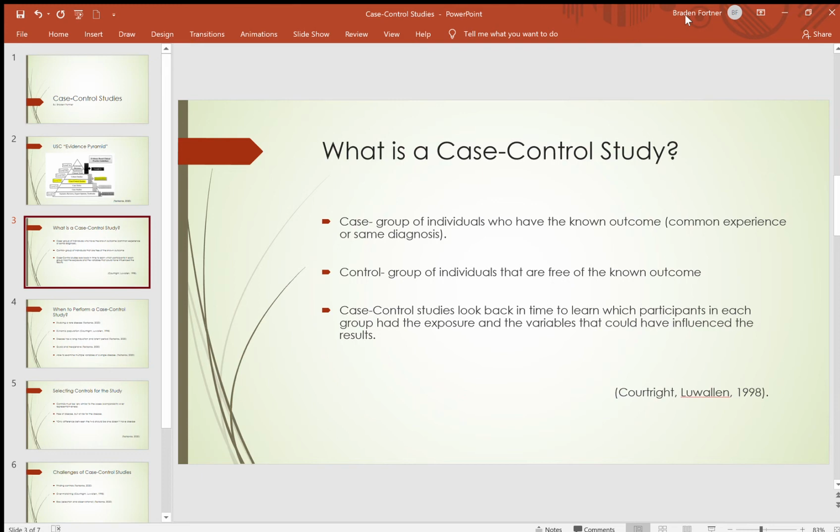And then we have the control group, which is the group of individuals that are free of the known outcome that we are looking at. So they will not have that common experience or that medical diagnosis that the case group did. And to put it in a definition here at the bottom, case control studies look back in time to learn which participants in each group had certain exposures and to decide which factors cause the different frequencies in the respective groups.